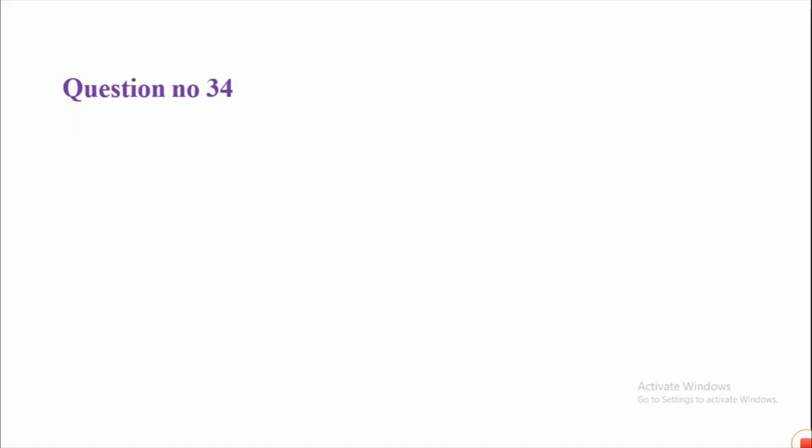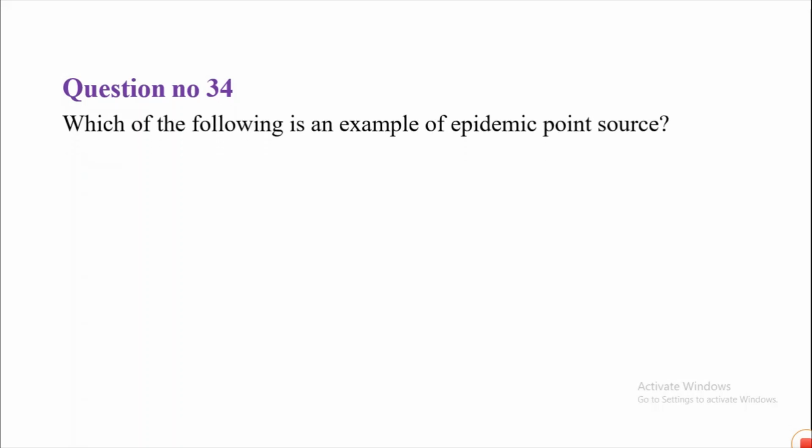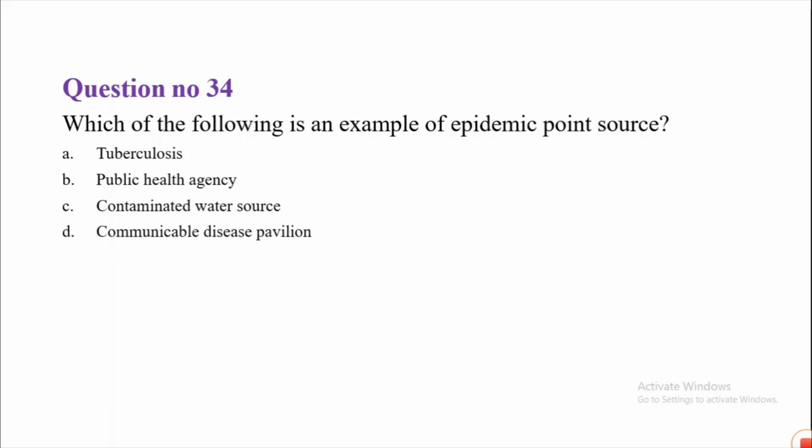Question number 34. Which of the following is an example of epidemic point source? The options are: A, tuberculosis; B, public health agency; C, contaminated water source; D, communicable disease pavilion.